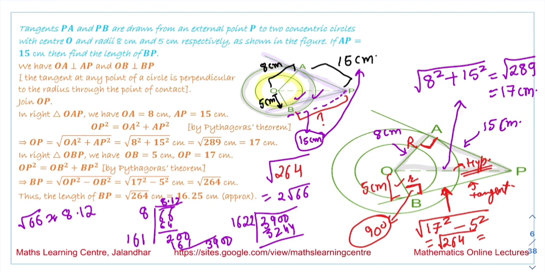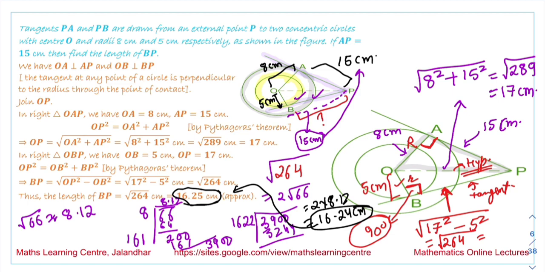So the final answer we will get is 2 into 8.12, that is equal to 16.24 centimeter, or more, if you calculate up to the next decimal place, you will get 16.25 centimeters.